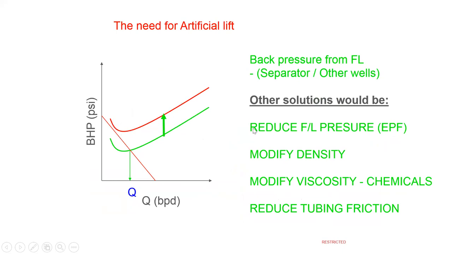In this case, we can reduce the flow line pressure, modify the density or the viscosity, or reduce the friction of the tubing, or install artificial lift to overcome the back pressure. In this regard, some wells are capable of producing naturally at very high rates, but due to the very high back pressure from the facility, we have to install artificial lift from day one.